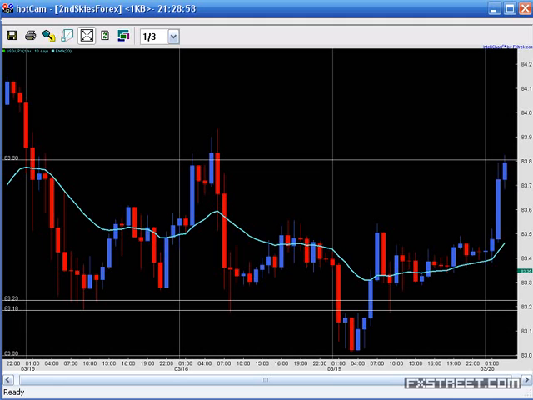But that's not what we're seeing. So when price just sits there like this, then nobody's really in control. Liquidity's out of the market.